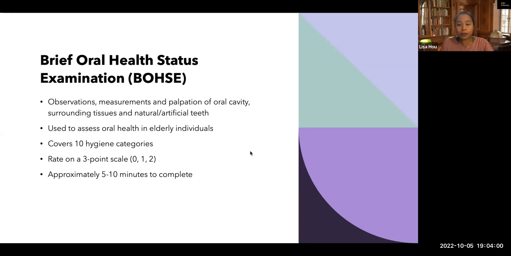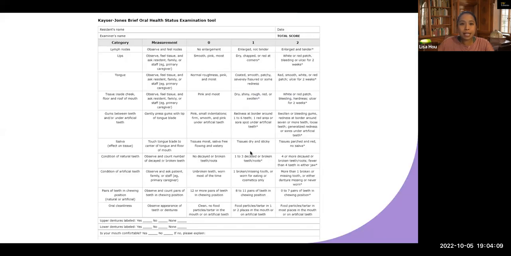Now, for the caregiver, the time it takes to administer this exam is usually approximately 5 to 10 minutes, with a reported average of 7.8 minutes. So on the next slide, you'll see the category, the lymph nodes, how to do the measurements, and then there's a score at the end of it. It also talks about whether the patient has dentures and if they feel comfortable inside the mouth. The resident's name, usually this is conducted in long-term care facilities and facilities where there are nurses going around, the examiner's name, the total score, and the date that it is scored.